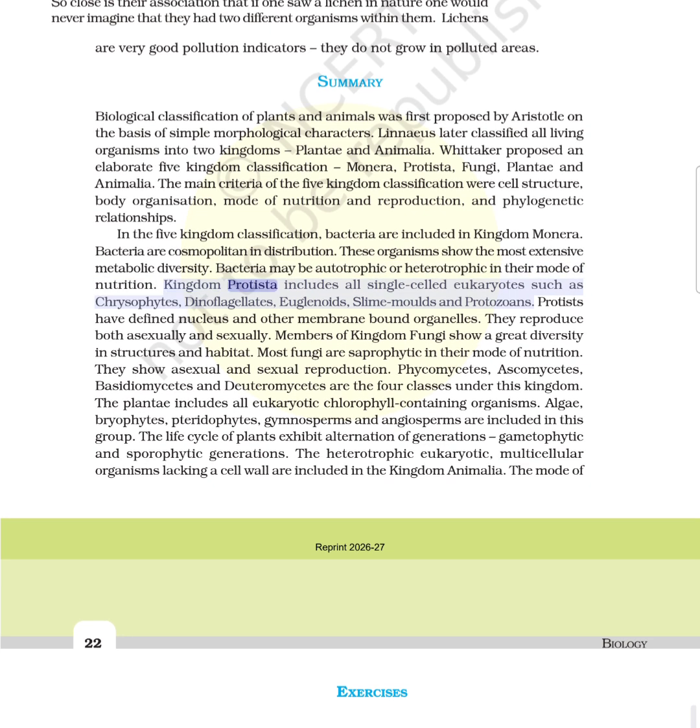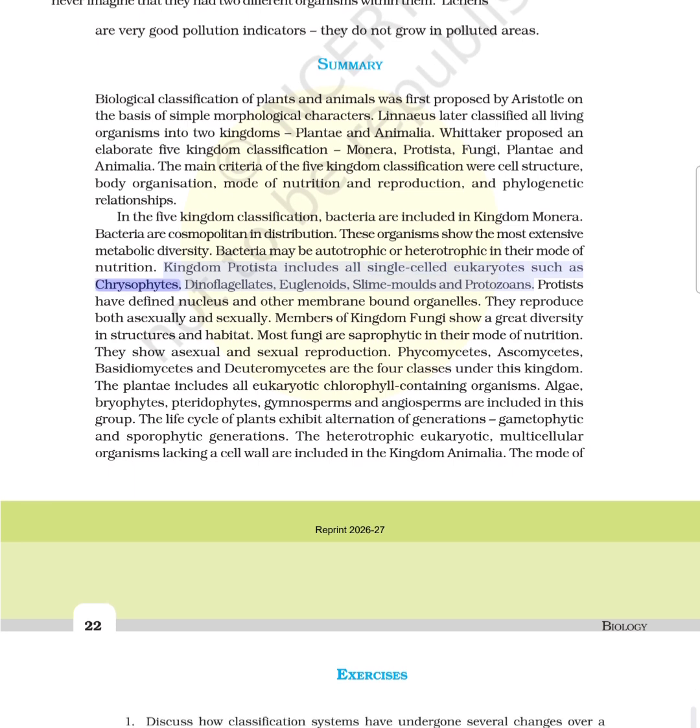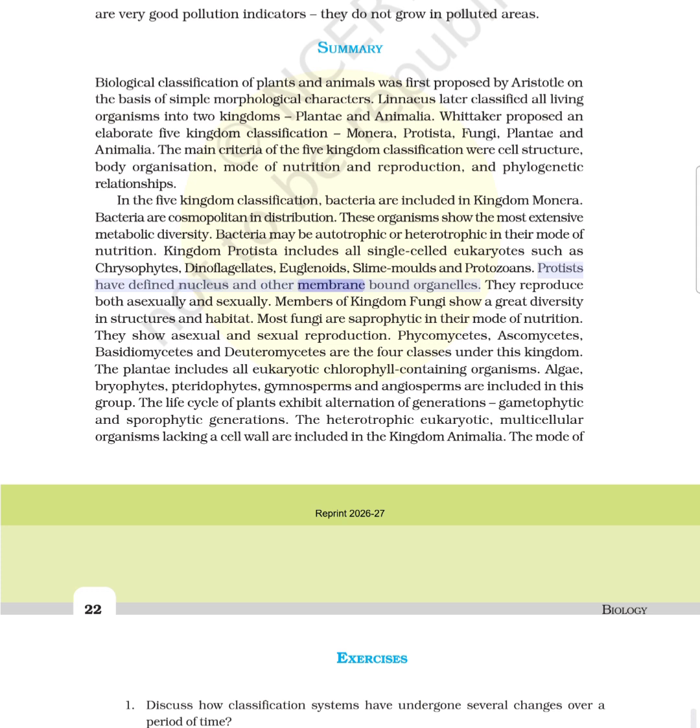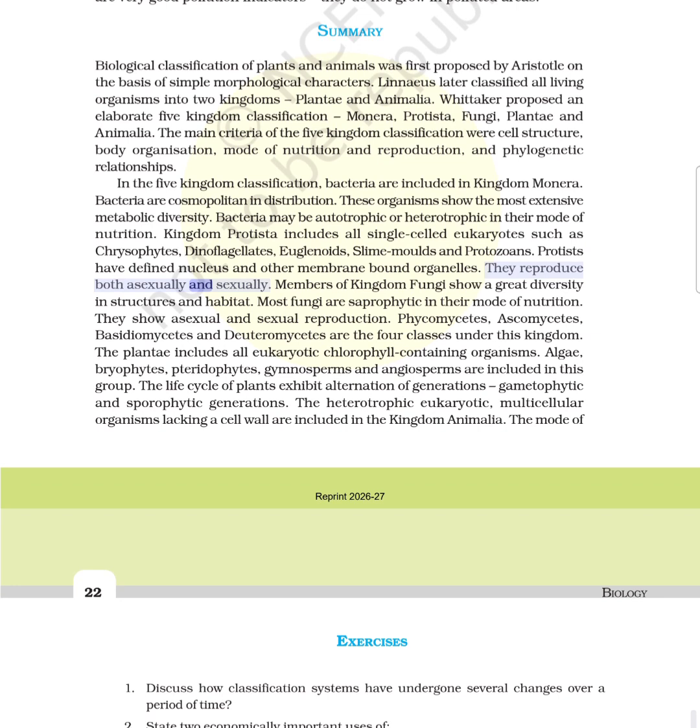Kingdom Protista includes all single-celled eukaryotes such as chrysophytes, dinoflagellates, euglenoids, slime molds and protozoans. Protists have a defined nucleus and other membrane-bound organelles. They reproduce both asexually and sexually.